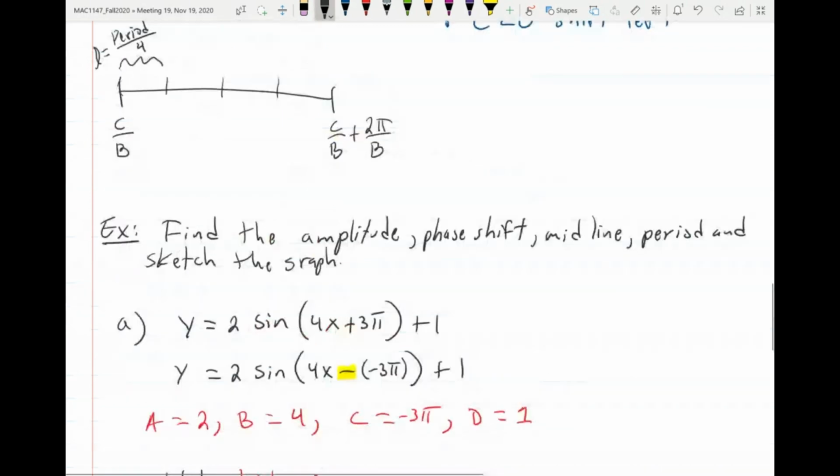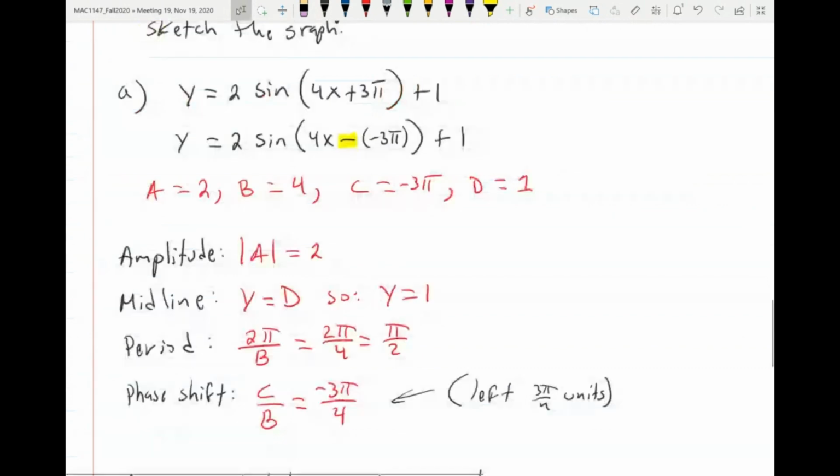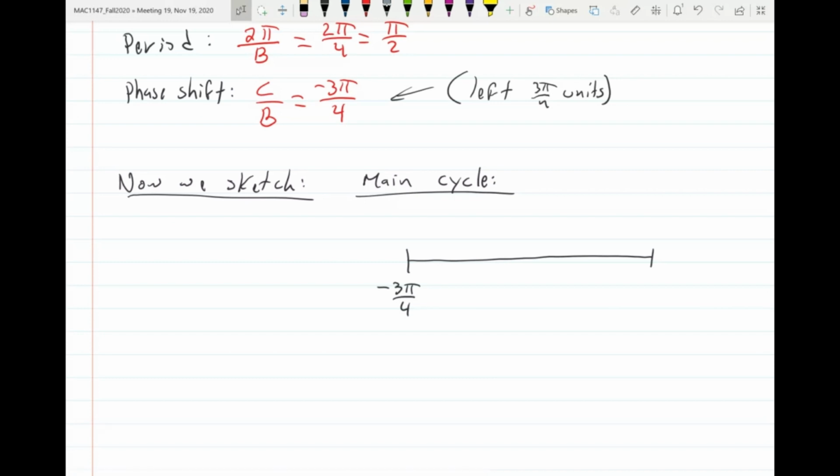Remember what we have here in general. This is the picture of the main cycle. To the left, we have C over B, which is the phase shift. Okay, so now that we know that this is the left endpoint of the main cycle, what's the right endpoint? So what do we write in the right endpoint?